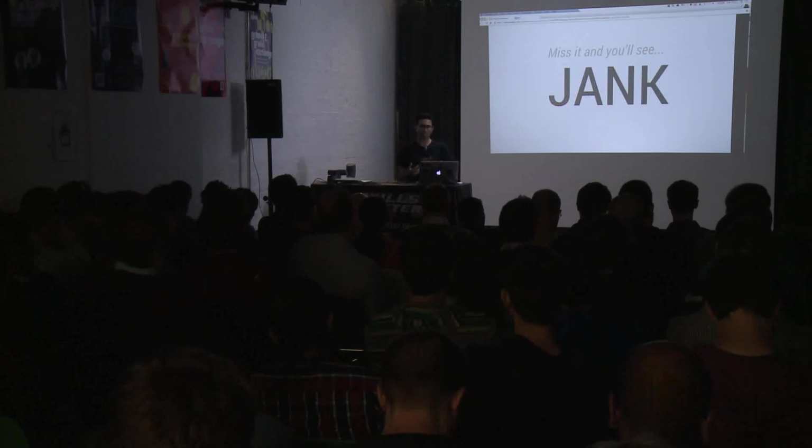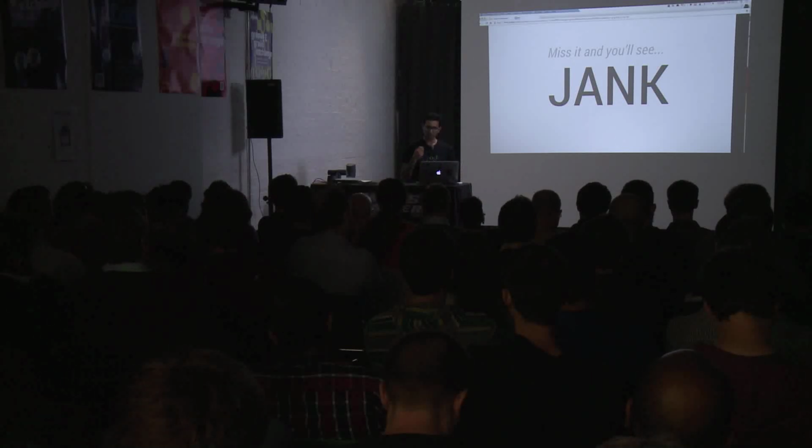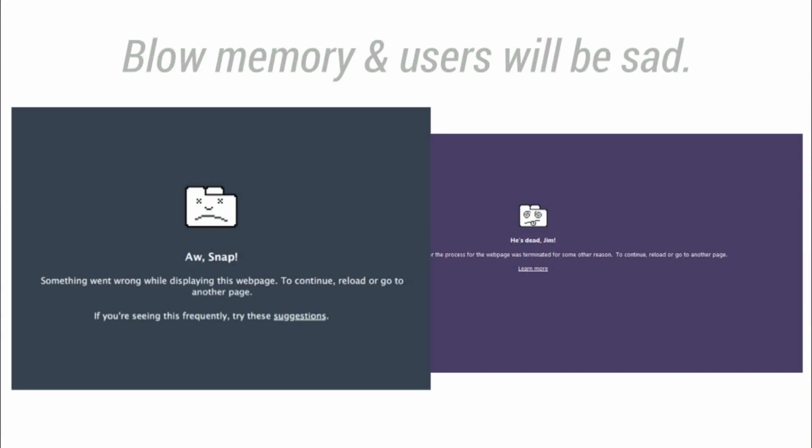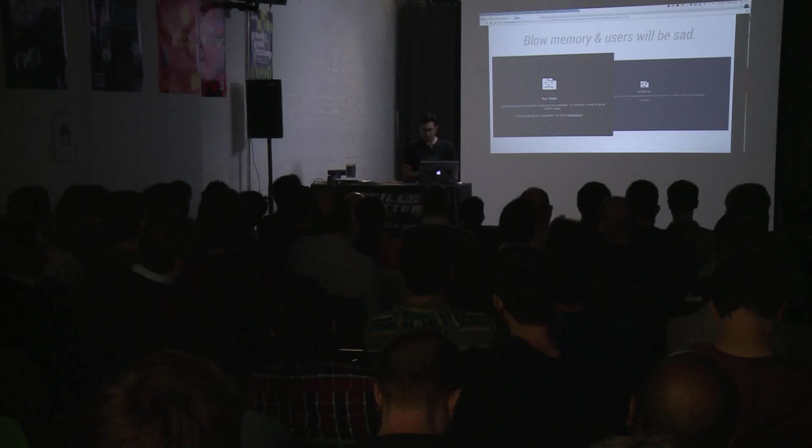So jank manifests itself when you blow your frame budget. If you aren't able to complete within that time, you're going to end up missing your frame, and your animations are going to end up seeming sort of janky. So visually slow to your users. We don't want that. Blow your memory completely, and you're going to end up seeing the "he's dead Jim" message, the friendliest message ever, which basically means that the operating system has terminated your tab because it's run out of memory. Again, something that we don't want to happen, and we can prevent by avoiding memory leaks.